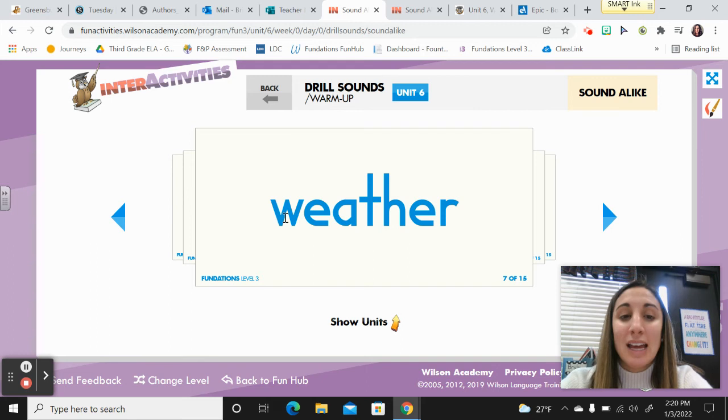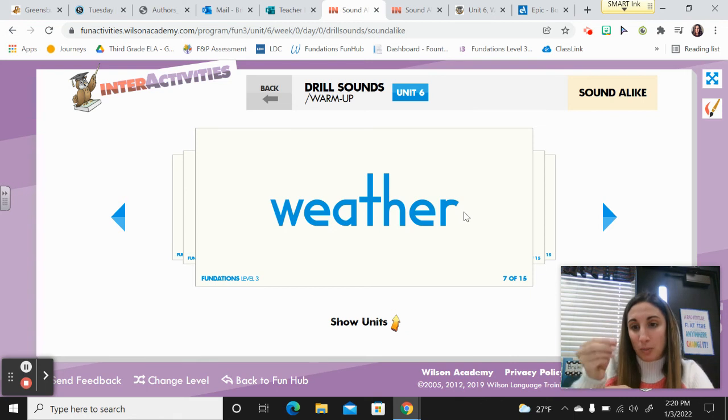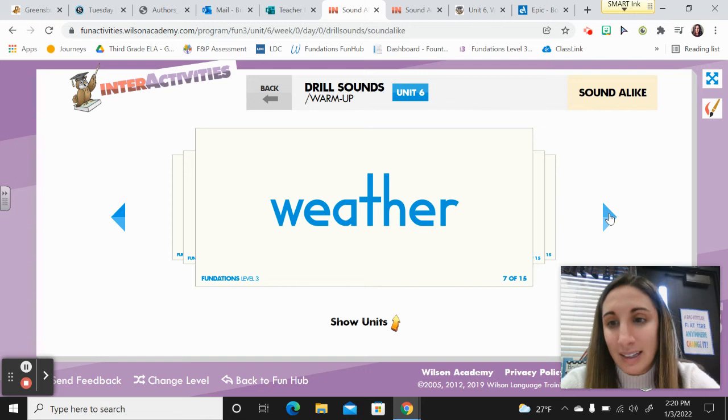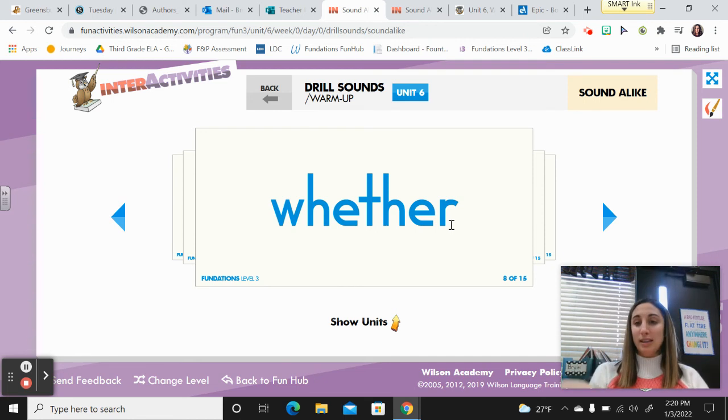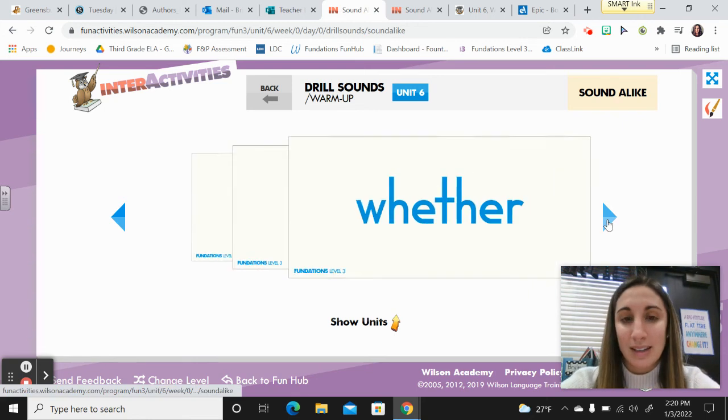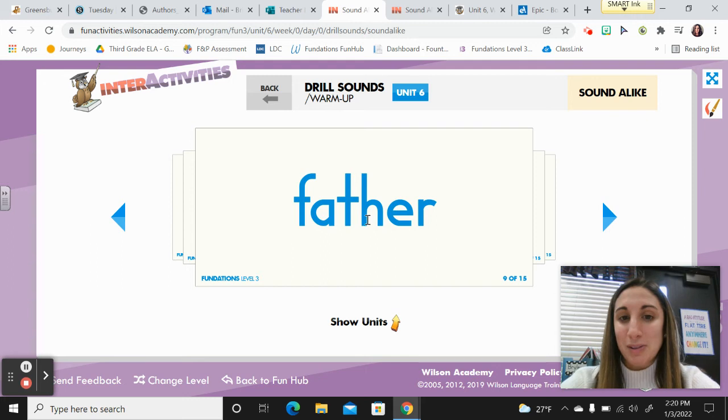Try this one. Weather, spell it. Weather. Weather. Do you remember? Open up your umbrella. That's what's happening outside. Is it raining? Is it sunny? Try this one. Weather, spell this. Whether. Whether you want this option or this option. It's a choice.